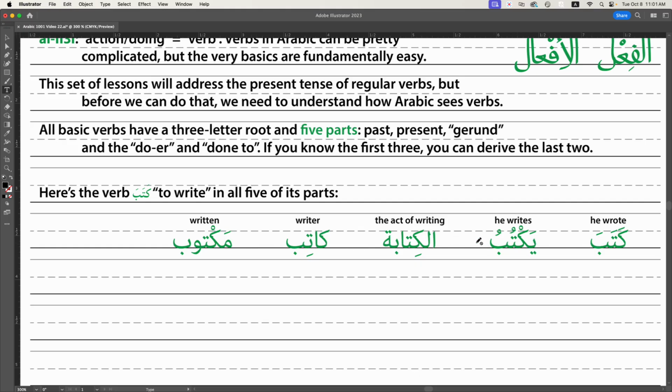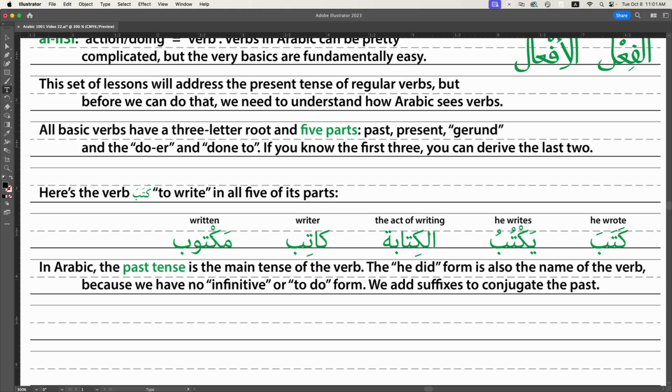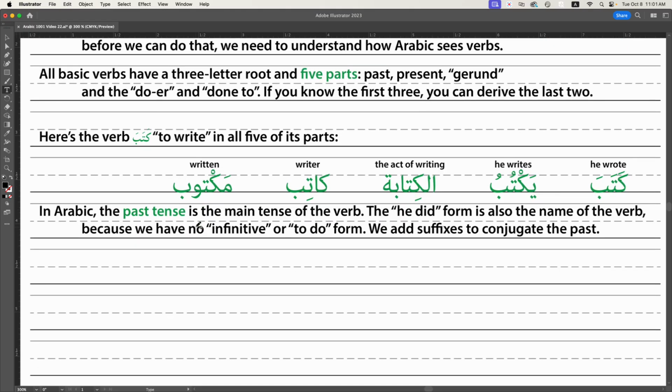So if you know these first 3 forms of the verb, you can always derive the last 2 because they're regular, and this is one of the key takeaways here. So in Arabic, the past tense is like the main tense of the verb. One way in which Arabic is significantly easier than English is that Arabic only has 2 verb tenses, past and present. There's a future tense, but it's really just the present tense with a prefix on it.